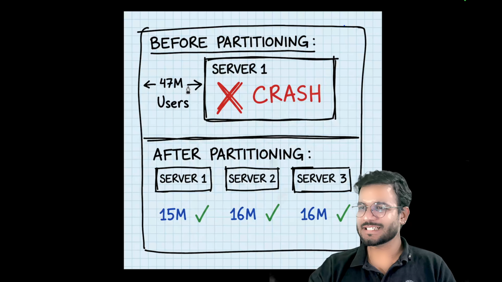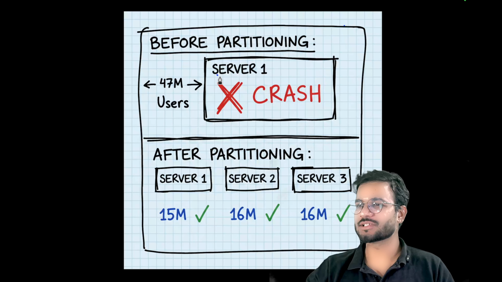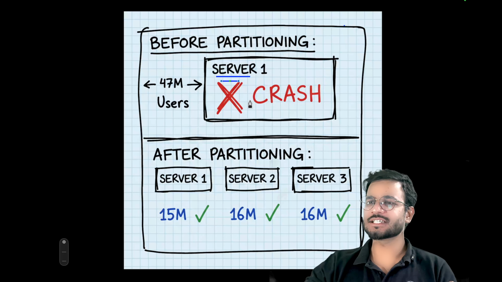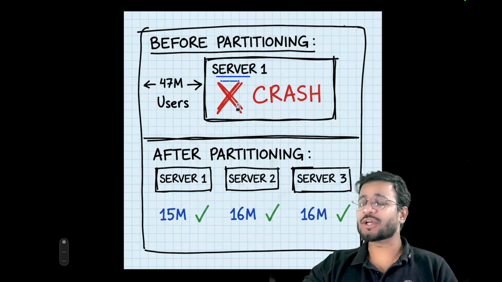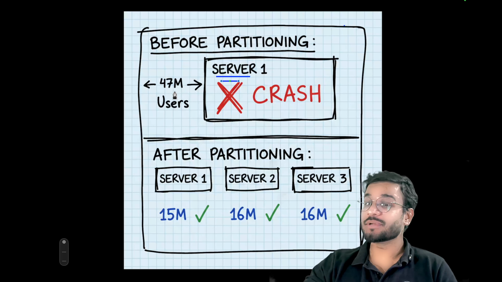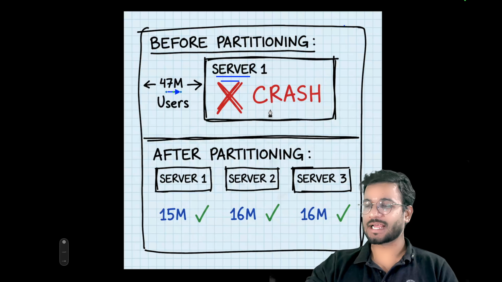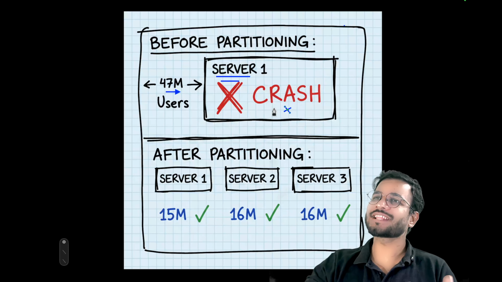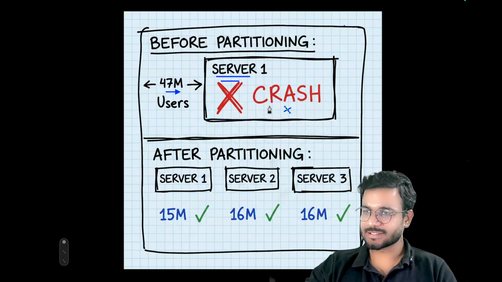Earlier, there used to be only one server. So with one server, suddenly there's a spike of requests, maybe 47 million requests come in, and because of that, the server crashes. Now there came the partitioning strategy.